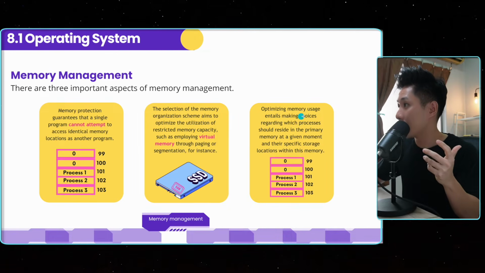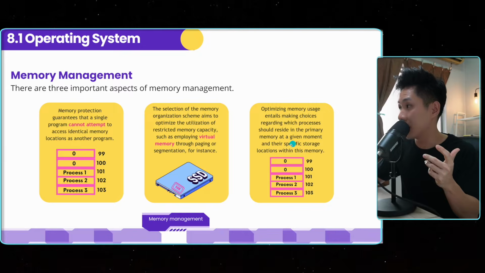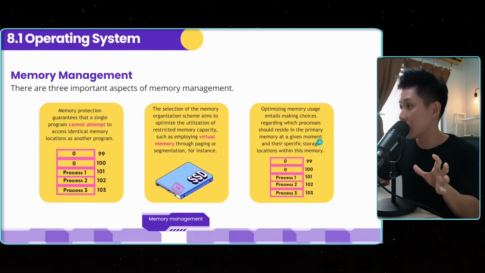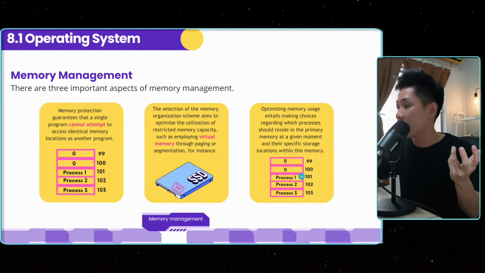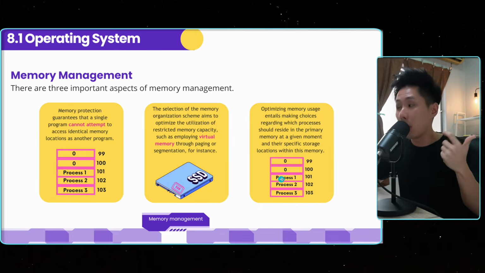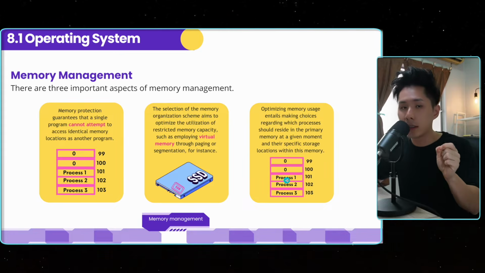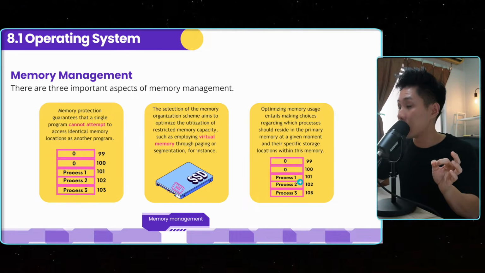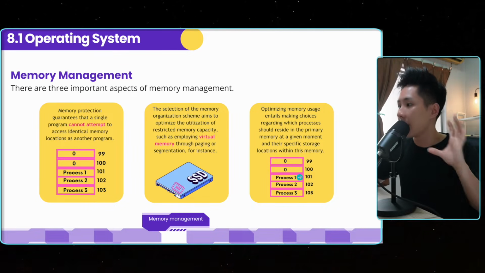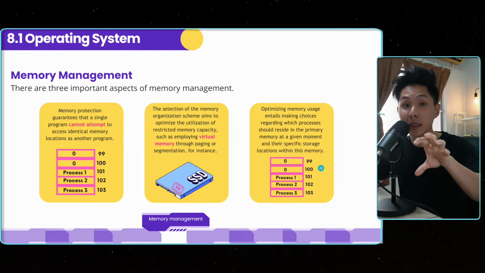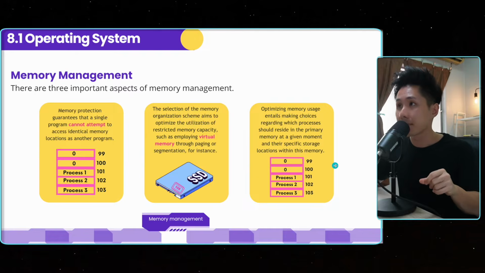The third one is optimizing memory usage, which entails making choices regarding which process should reside in the primary memory at a given moment, which is something that I mentioned. The OS will know whether process 1 or process 2 needs the physical memory now. If process 1 is more urgent, they will allocate process 1 to have that instead of process 2. This is what the OS does in terms of memory management.